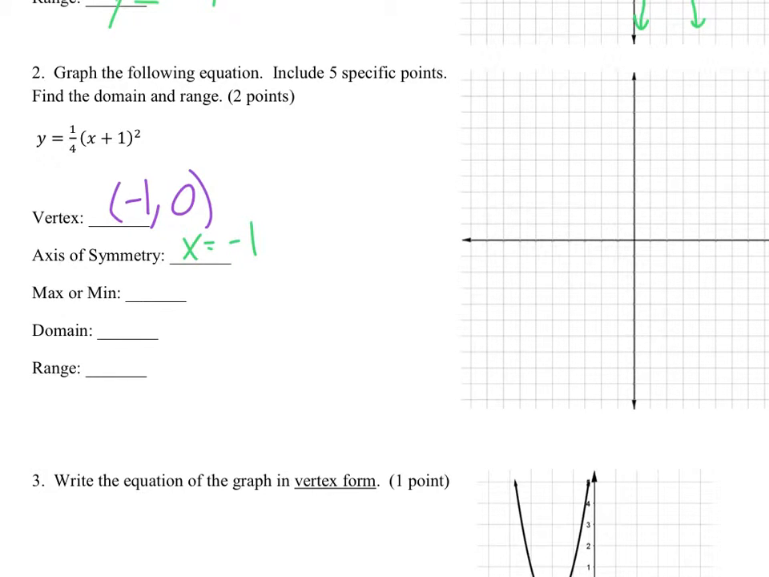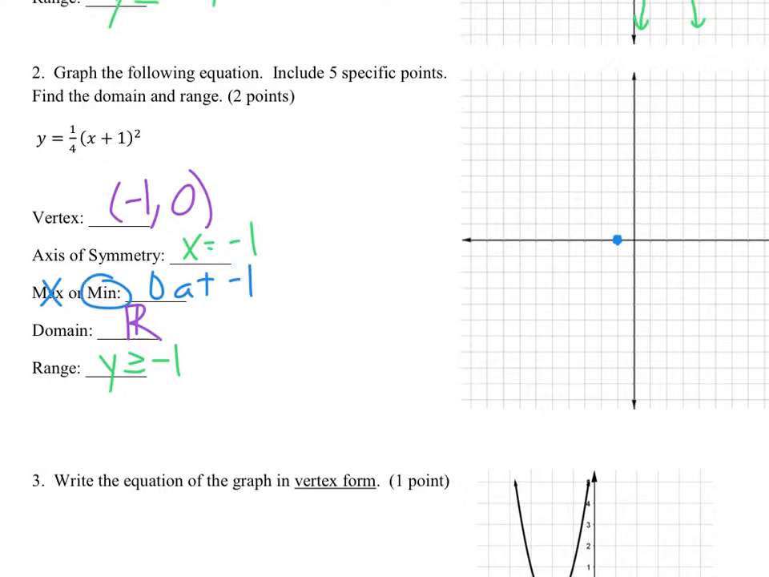Now this parabola is going to go up. So in terms of a maximum or minimum, we're looking at a minimum. Minimum would be 0, and that would happen at negative 1. So minimum is 0, it happens at negative 1. Domain is still all real numbers. The range is going to be limited. Again, if 0 is the minimum, then the values of y are all greater than or equal to 0. And so that's what we're looking at for that information. Then we go through our process to graph it, starting with a point at negative 1, 0.